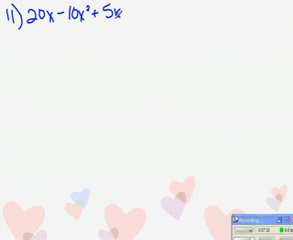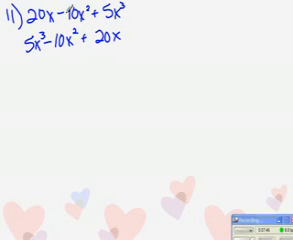Descending is basically backwards. So we're going to put the highest power first, going to the lowest power. So number 11, we have 20x minus 10x squared plus 5x to the third. Alright, so the highest power I have is the third power, so 5x to the third. Next power would be 10x squared, and then 20x. Make sure that negative stays with the right term. Sometimes it helps people to put plus negative, so don't forget.